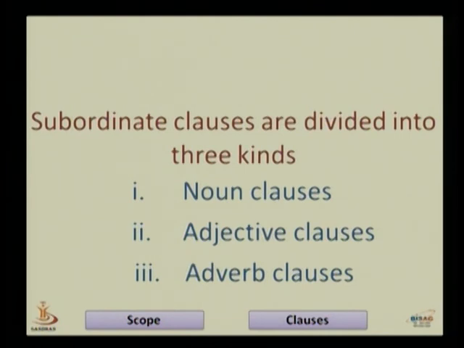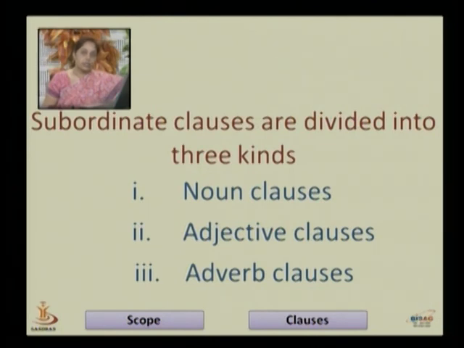Subordinate clauses are divided into three kinds: noun clauses, adjective clauses, and adverb clauses. First, we divided clauses into two kinds: main clause and subordinate clause. Now we have understood what a main clause is and what a subordinate clause is.